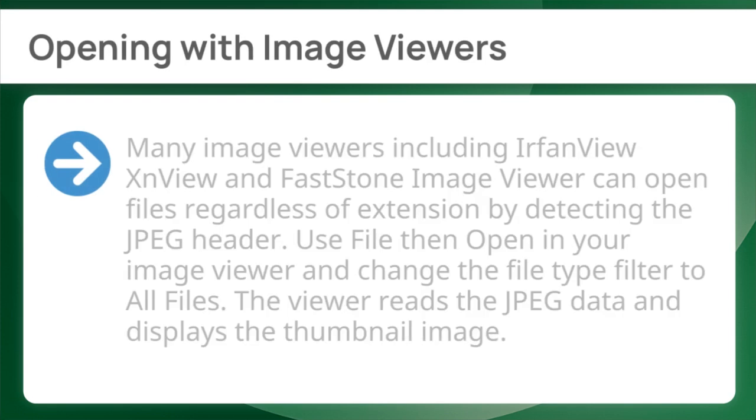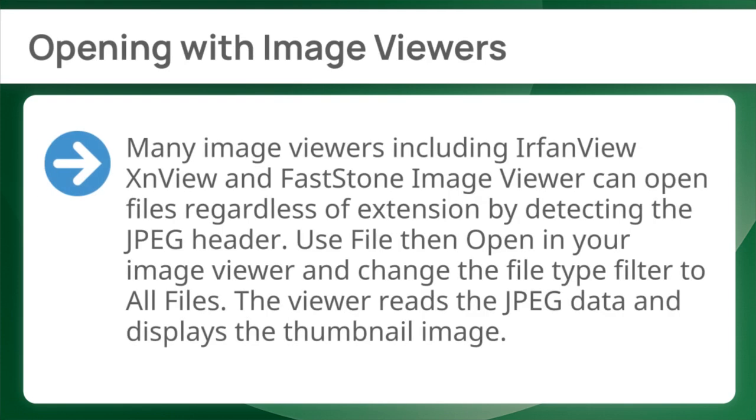Next, opening with image viewers. Many image viewers, including IrfanView, XnView, and FastStone Image Viewer, can open files regardless of extension by detecting the JPEG header. Use File, then Open in your image viewer, and change the file type filter to All Files. The viewer reads the JPEG data and displays the thumbnail image.